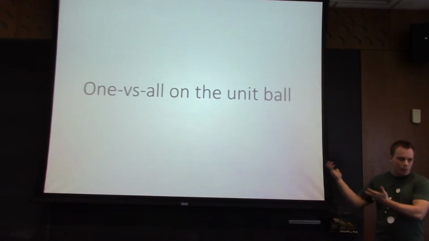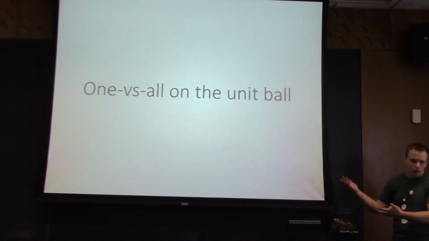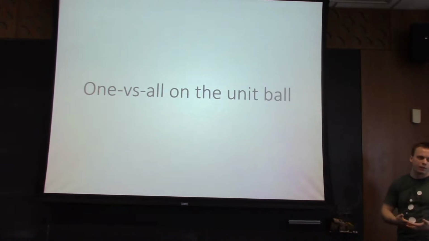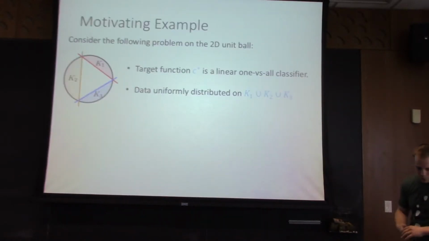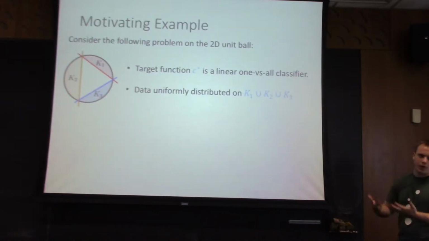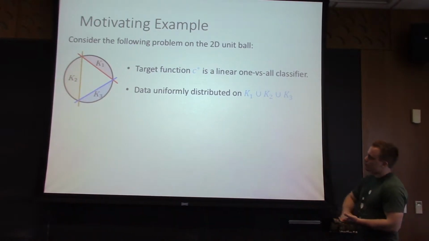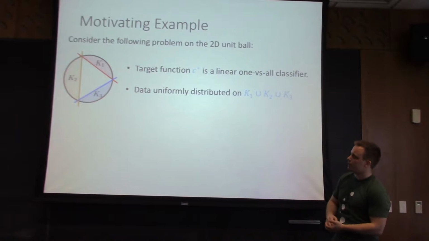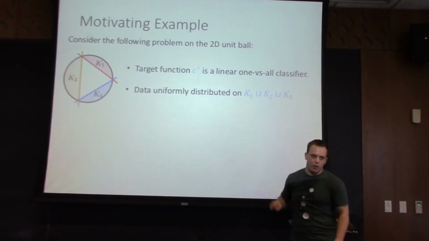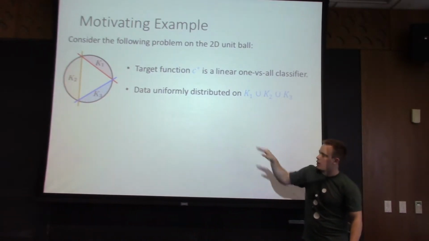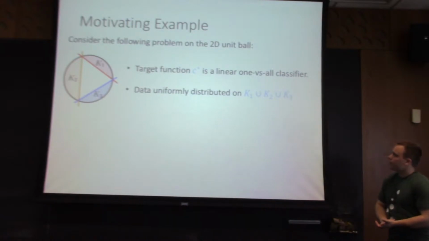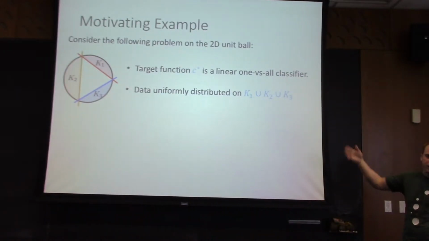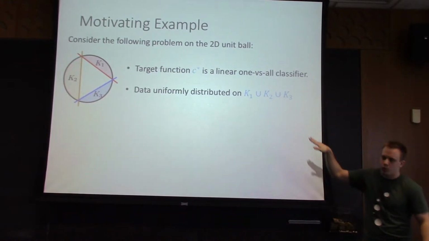So the first example we're going to talk about is, imagine that you could learn a one versus all linear classifier on the unit ball. So here's a motivating example in 2 dimensions. I'm going to tell you that the target function is a linear one versus all classifier. So here I've drawn 3 linear separators, and the 3 classes are red, yellow, and blue. And I'm also telling you that the data is uniformly distributed over those colored regions.